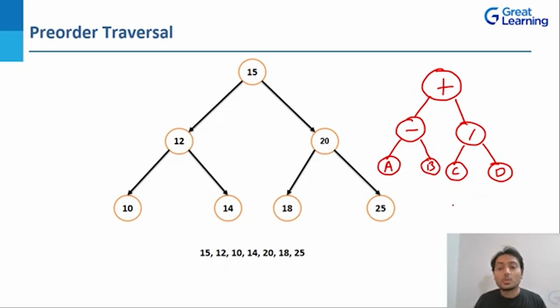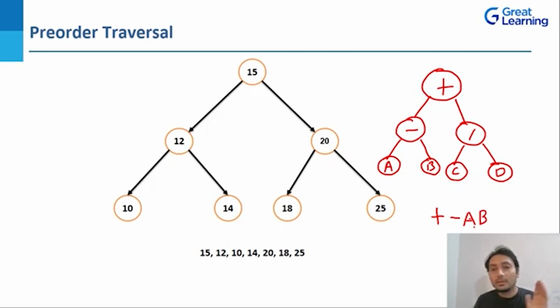Let us see that. First we visit the root node, so I've got the plus here, and then we visit the left subtree. Here we have the minus operator, and then we have the operands. So what do we have to traverse? The left child of minus, which is A, and then we traverse the right child, which is B.